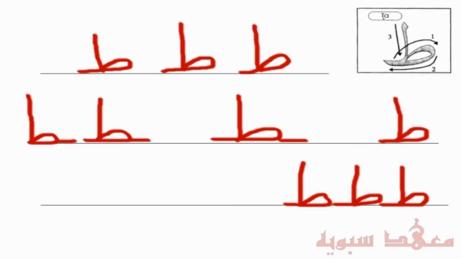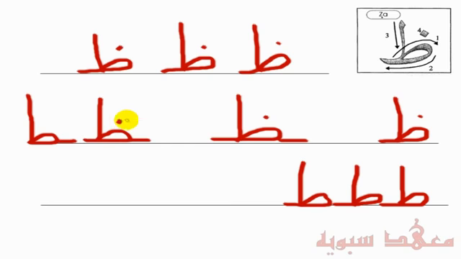Now with the dha, it's the same thing, except for the dot. So the dot is put there. That's incorrect anyway, so we'll just cross that out. And dot, dot, dot.